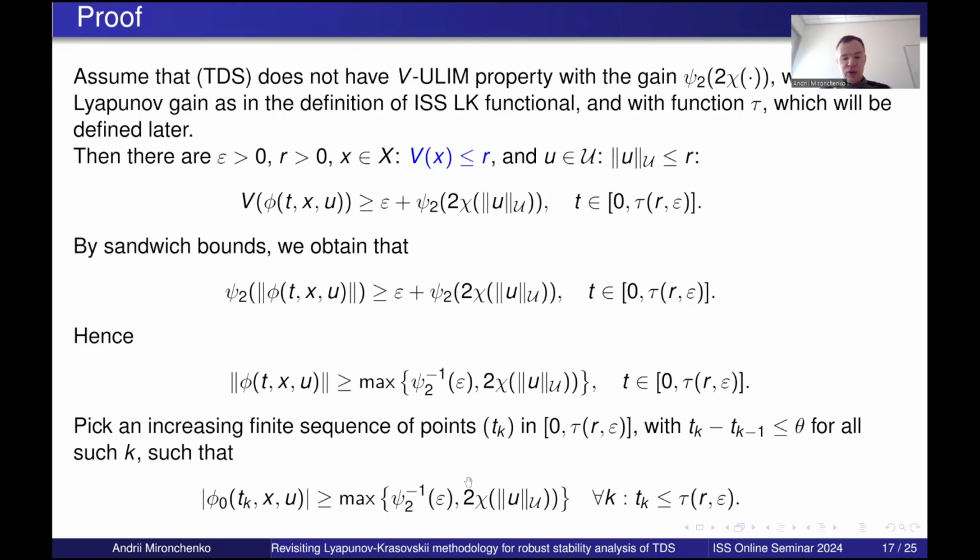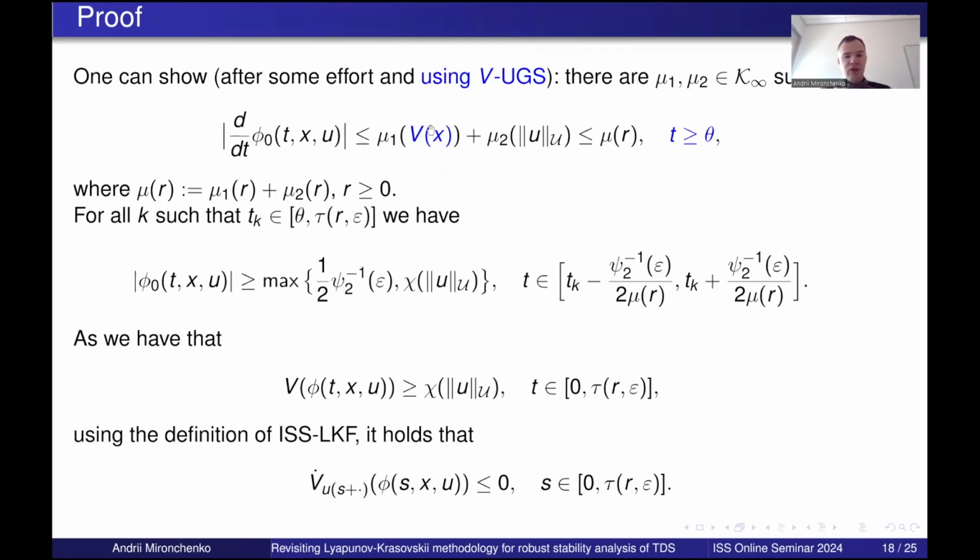Okay, now what do we do next? This inequality holds only pointwise, but we would like to show that some similar inequality holds on some time segments. Let us do that. So first of all, one can show after some effort and using the V-UGS property, which we have already proved, that the maximal speed with which the trajectory changes can be upper bounded by this term. And here it is very important that we have a bound in terms of V of x and not only of the norm of x. This is how V-UGS helps us.